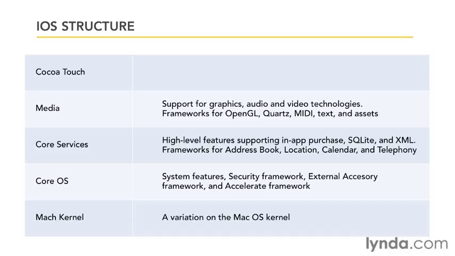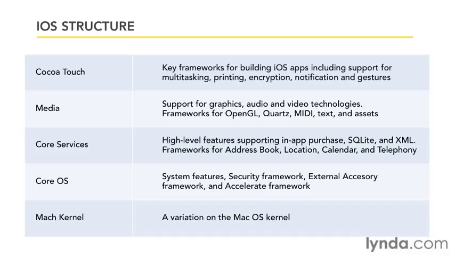As I mentioned, Cocoa Touch is the primary layer used by app developers to set up event-driven graphical applications. You can access APIs that control multitasking, printing, encryption, notification, and gestures. And that's just the start.